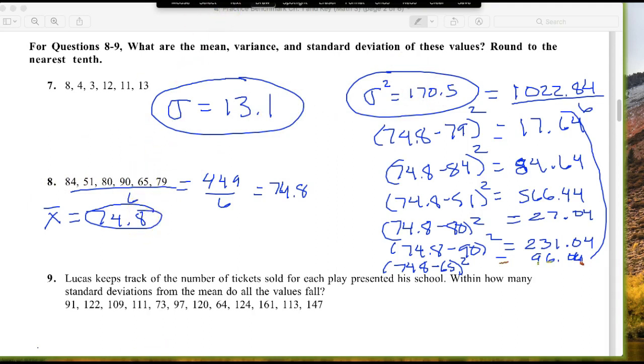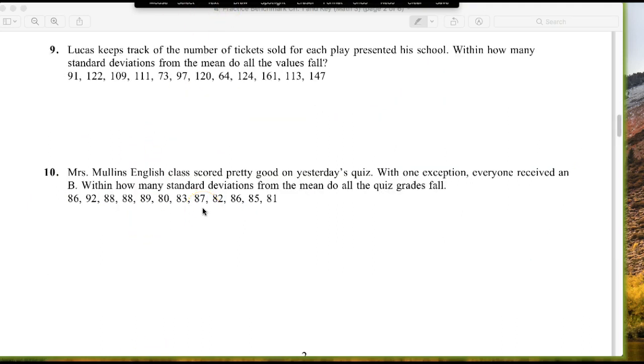All right, let's go on to number 9. Lucas keeps track of the number of tickets sold for each play presented at his school. Within how many standard deviations from the mean do all these values fall? So first we have to find the mean, then we have to do the variance to get the standard deviation and make a little map.